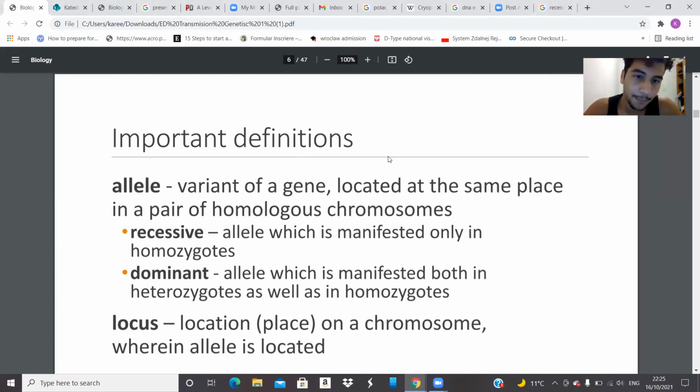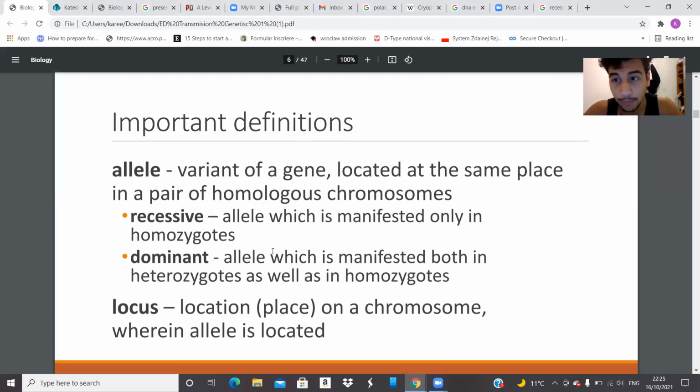So, yeah. What's recessive and what's dominant? So dominant means that if it's there, then it's always going to be expressed.